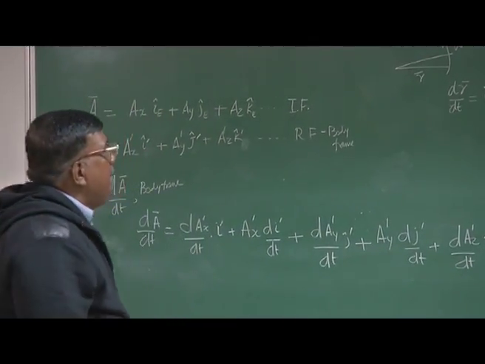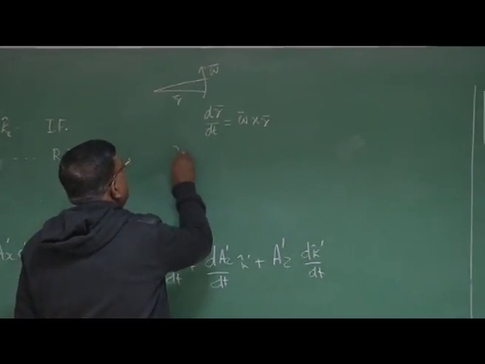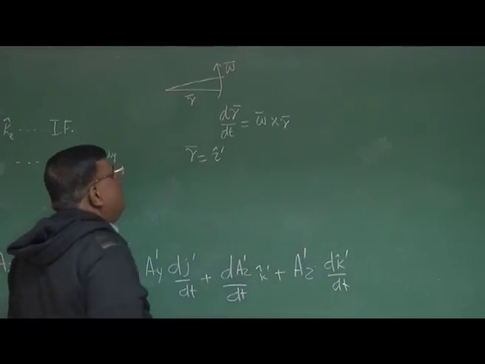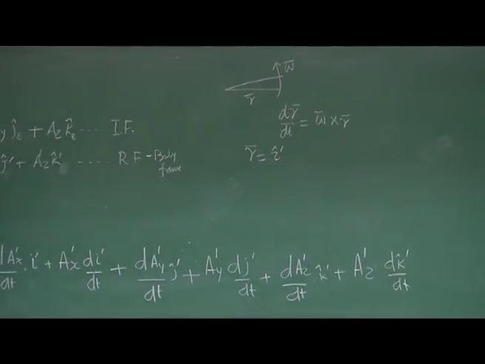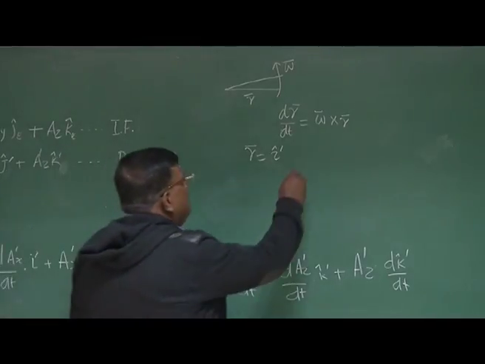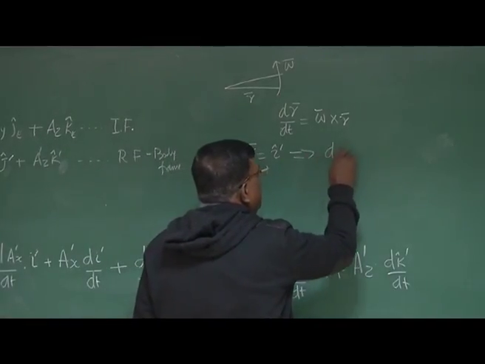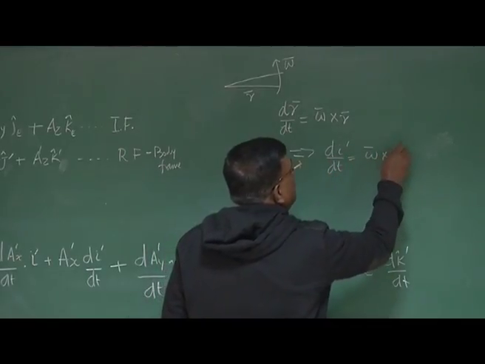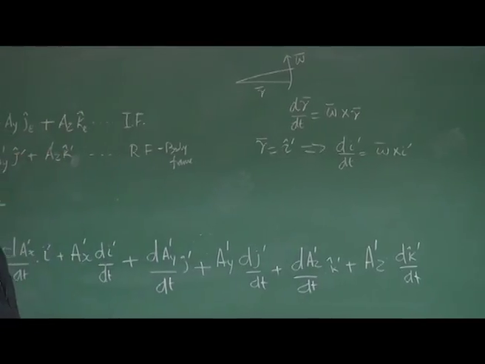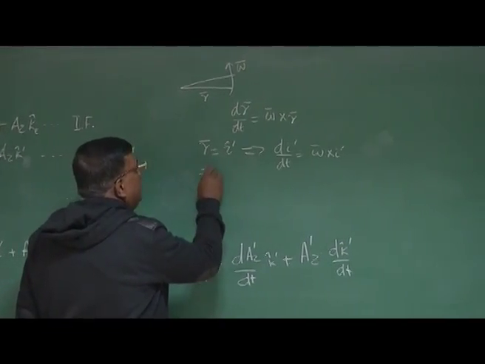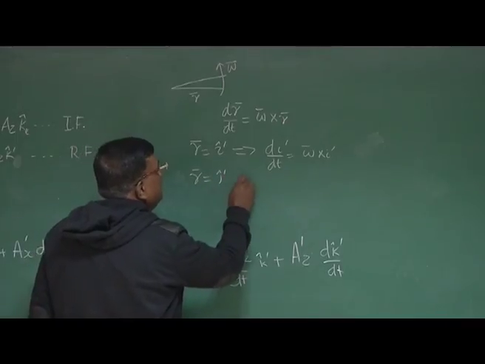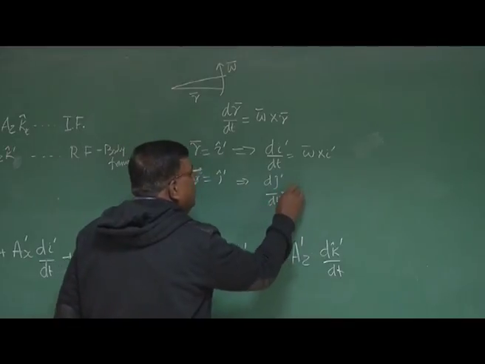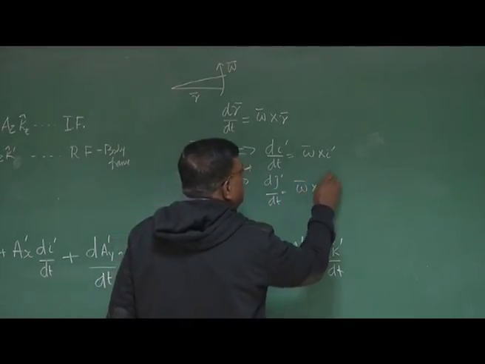Okay. So now for r, if I write I prime, the unit vector in the body frame of reference, then what will happen? This will give me simply dI prime by dt equal to omega cross I prime. So simple. Now, if I put r bar equal to J prime, this implies dJ prime by dt equal to omega cross J prime.